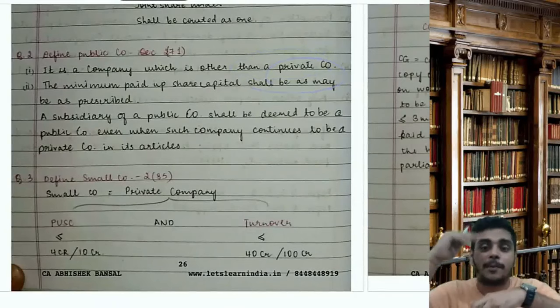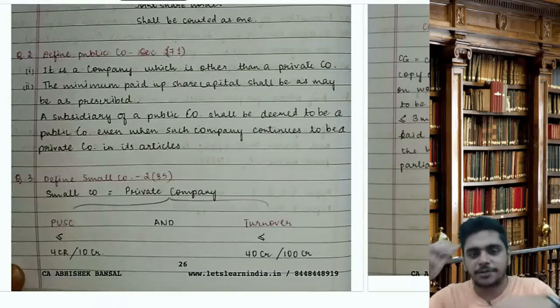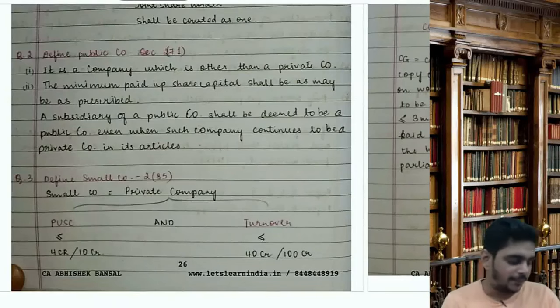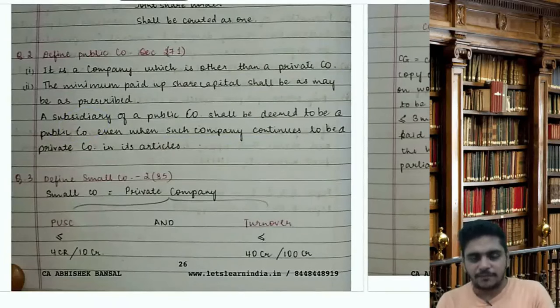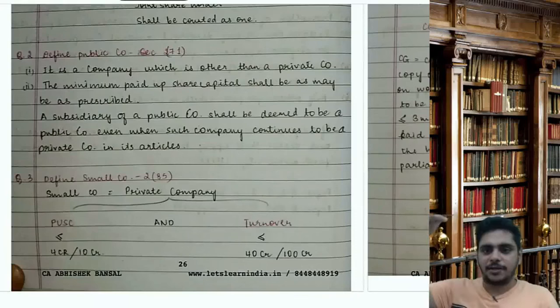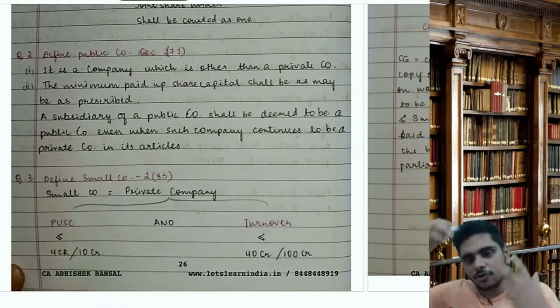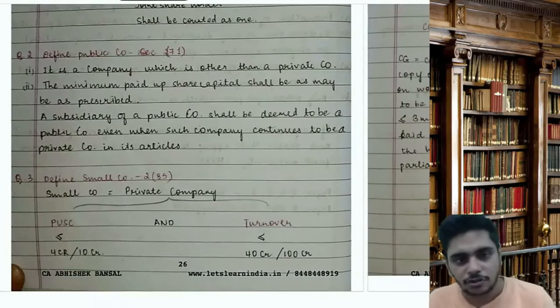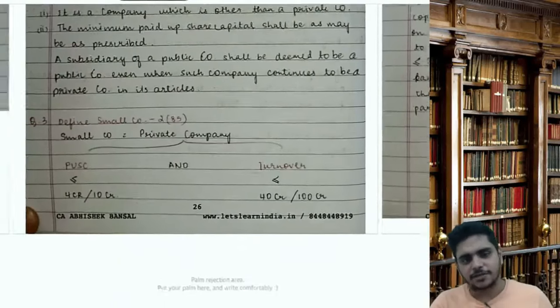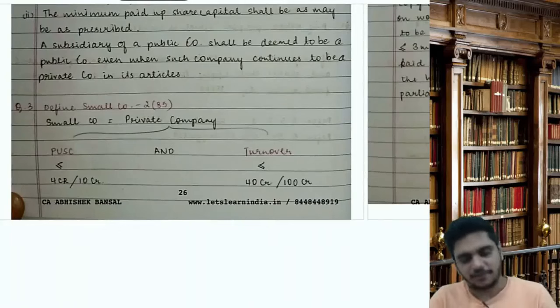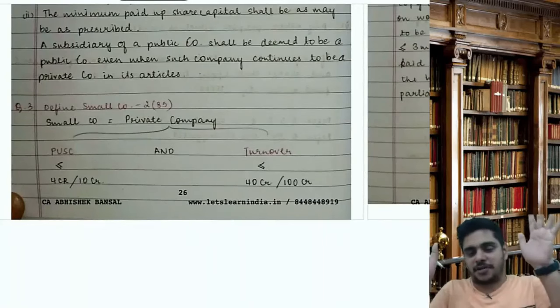A subsidiary of a public company shall be deemed to be a public company even when such company continues to be a private company in its articles. A private company, if it becomes a subsidiary of a public company, shall also be called a deemed public company. Very rare in the exam you will see this definition. Question number 3. Very important definition.